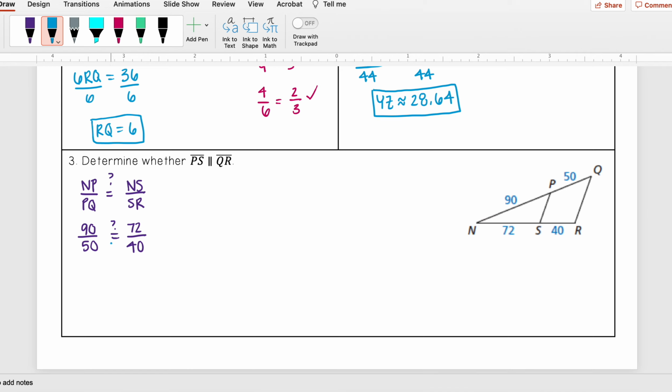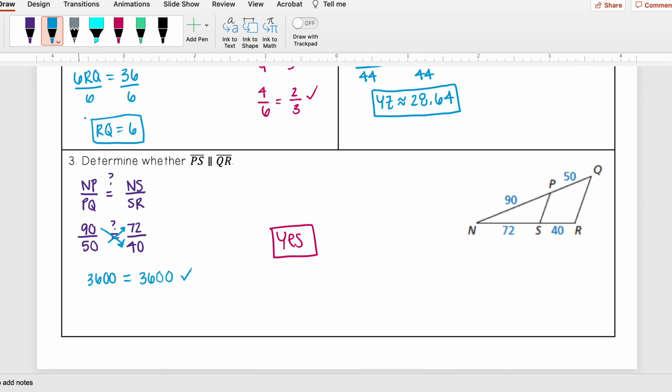Then I'm just going to cross multiply. So 50 times 72, I get 3,600. And 90 times 40, I also get 3,600. So I do end up with a true statement, so that means that this answer is yes.